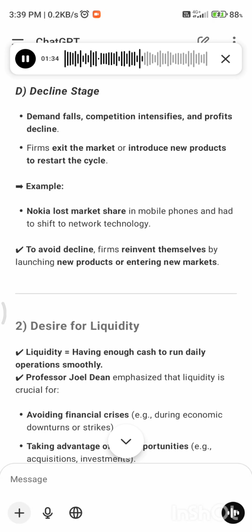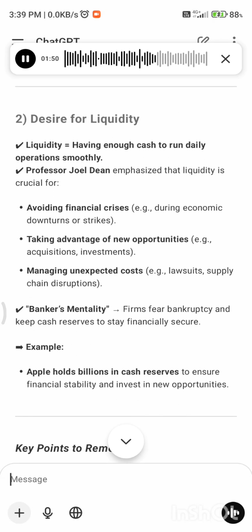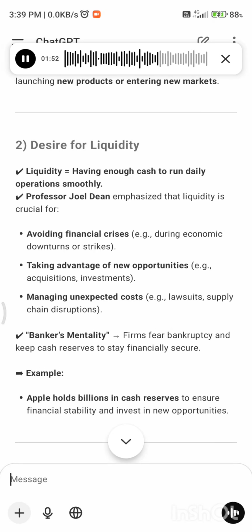Example, Nokia lost market share in mobile phones and had to shift to network technology. To avoid decline, firms reinvent themselves by launching new products or entering new markets. 2. Desire for liquidity. Liquidity, having enough cash to run daily operations smoothly.